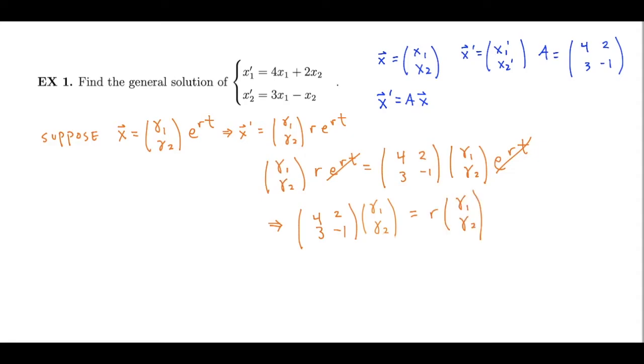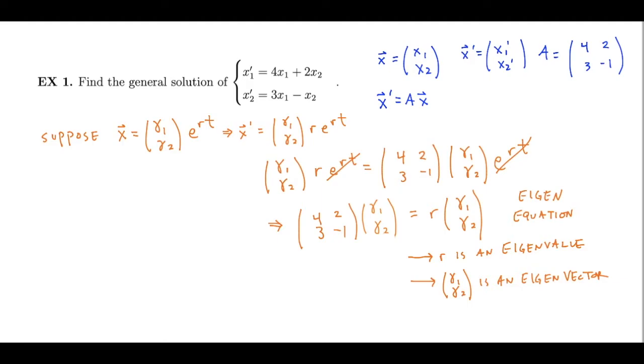This is all pretty much exactly what we just stated, but I'm writing it out here just to see it again and see exactly how these ingredients come together. So this is, of course, the eigenequation. A matrix times a vector equals some scalar times that same vector. So I can conclude that these two ingredients that I've got to track down, the r and the gamma vector, are exactly an eigenvalue-eigenvector pair for my coefficient matrix A.